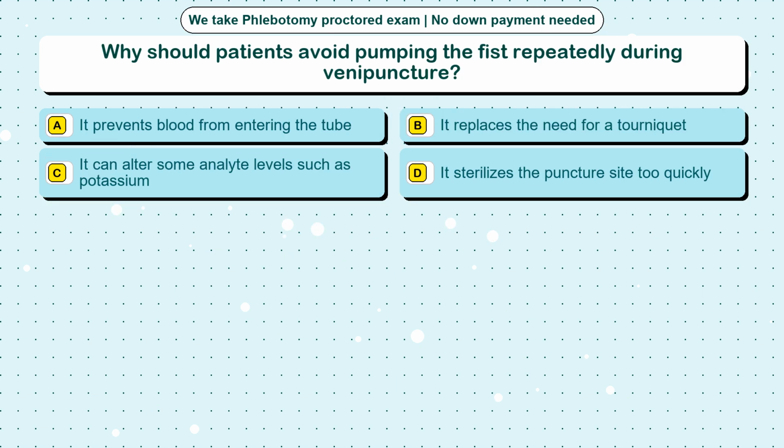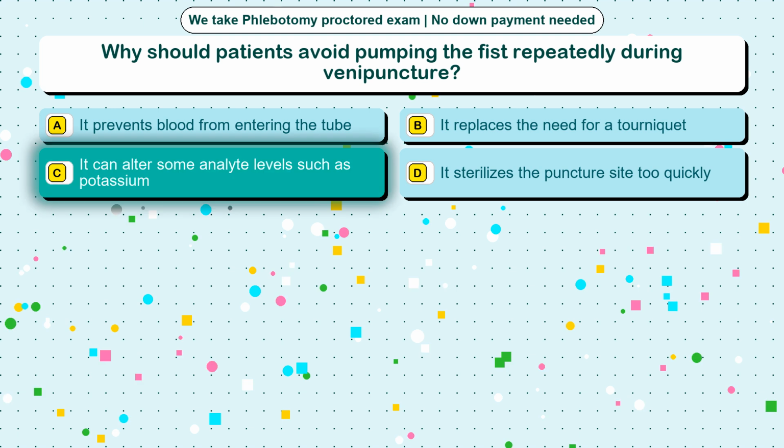Question 56. Why should patients avoid pumping the fist repeatedly during venipuncture? Option A. It prevents blood from entering the tube. Option B. It replaces the need for a tourniquet. Option C. It can alter some analyte levels such as potassium. Option D. It sterilizes the puncture site too quickly.